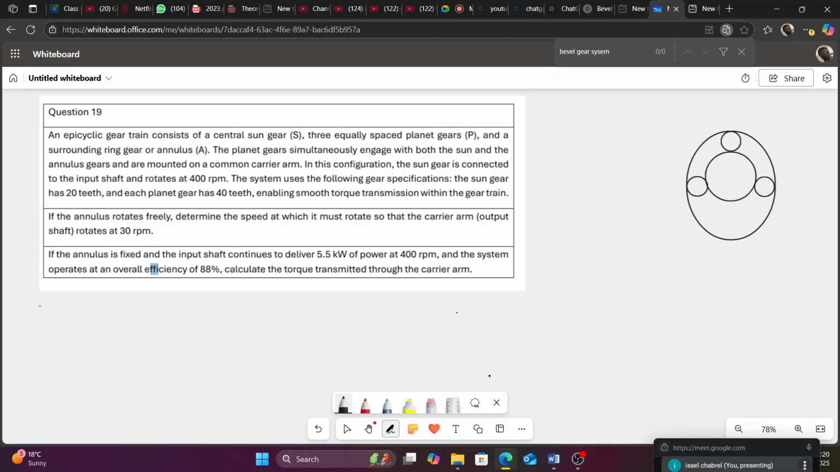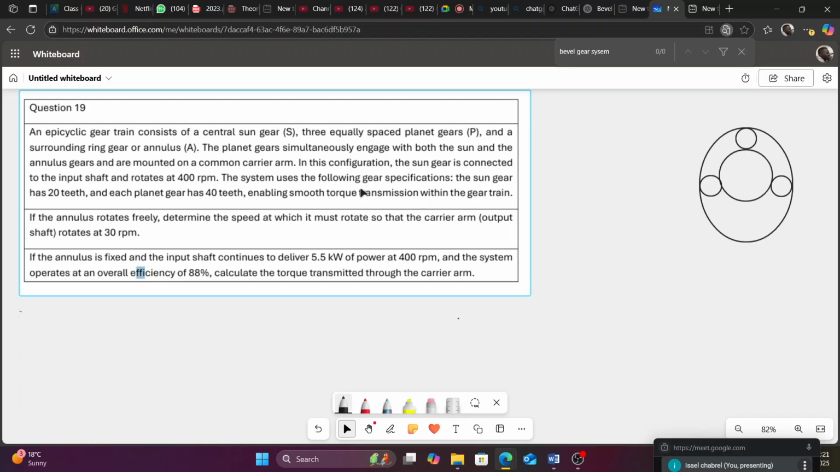They said an epicyclic gear train consists of a sun. Remember, guys, the sun is the one in the middle here. A sun gear is this one here. If you watched yesterday's videos, this is similar to what was given yesterday. I do believe that this is even easier.